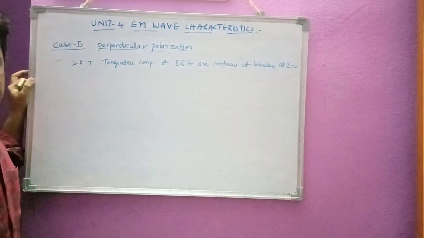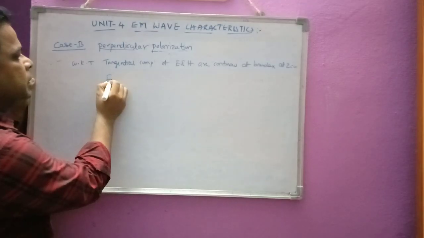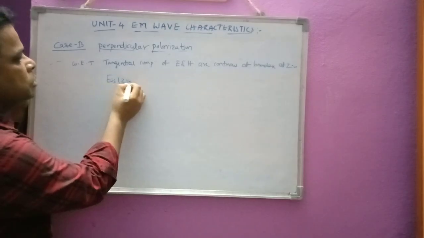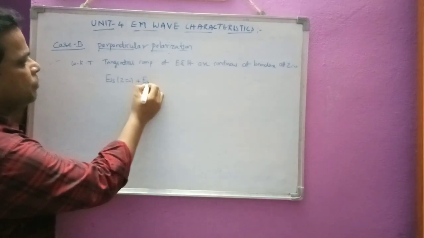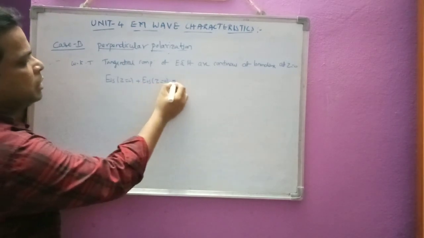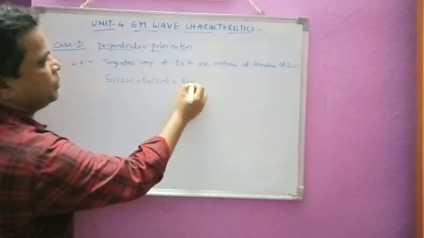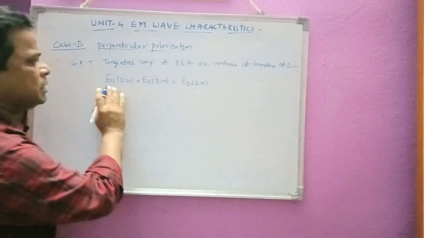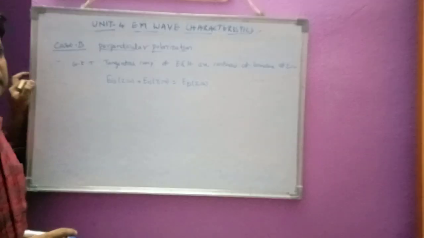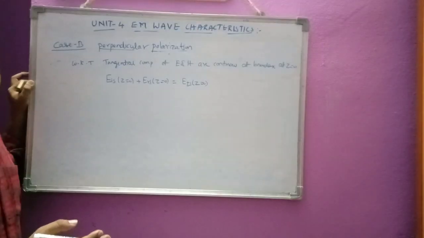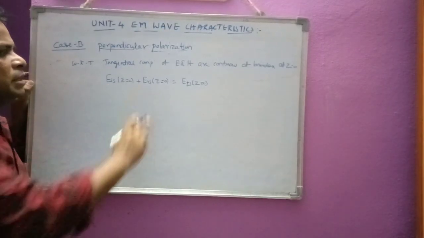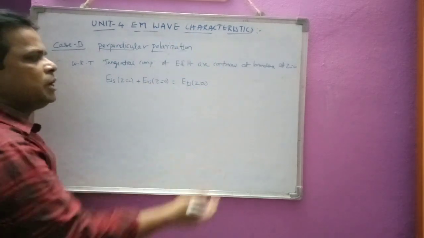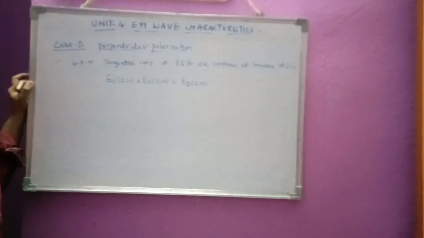That is, we can say Ei of s at z equal to 0 plus Er of s at z equal to 0 is equivalent to Et of s at z equal to 0. Now we can say that the electric field in medium 1 is the addition of the incident as well as the reflected field, and that is equivalent to the transmitted field in medium 2 here.